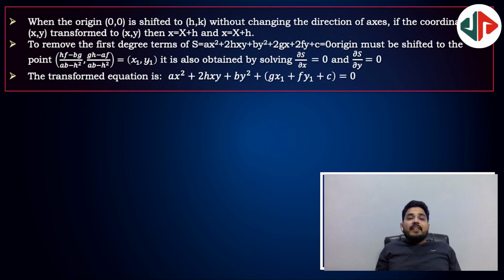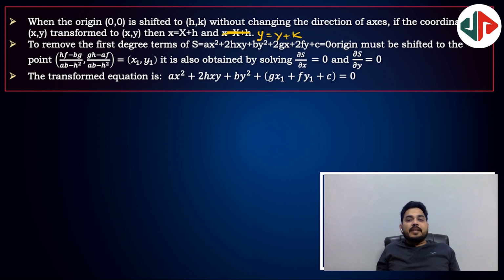So when the origin 0 comma 0 is shifted to new coordinates h comma k, without changing the direction of the axes, and the coordinates small x, small y transform to capital X, capital Y, then small x is equal to capital X plus h, and small y is equal to capital Y plus k. This is a small printing error.